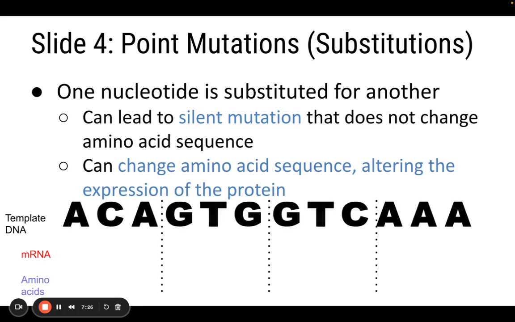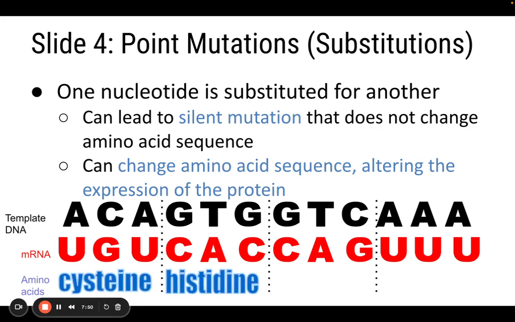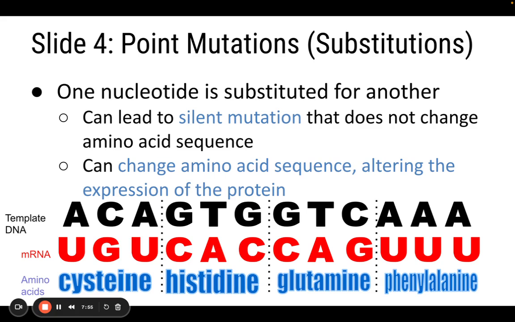So here is the original template strand of DNA. The messenger RNA is shown here in red and is going to be complementary to the DNA strand. The first codon codes for cysteine, using my codon chart or wheel, histidine, glutamine, and phenylalanine. This is my original DNA sequence. Let's see what happens whenever there is a mutation. Here on my template strand, my messenger RNA sequence is going to be changed from a C to a U whenever transcription takes place. But this codes for the same amino acid, so it will be a silent mutation.